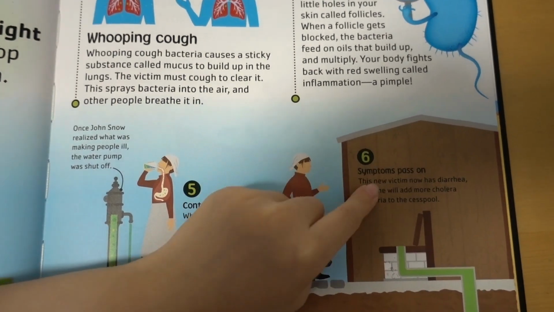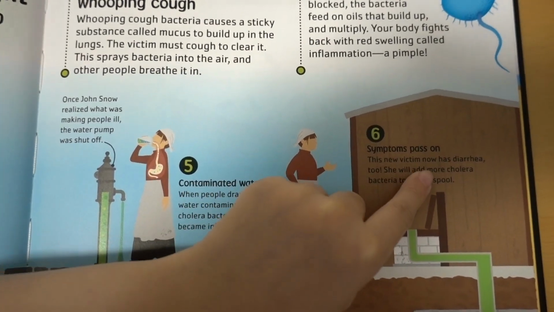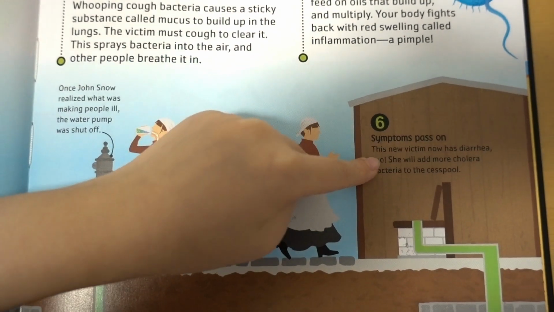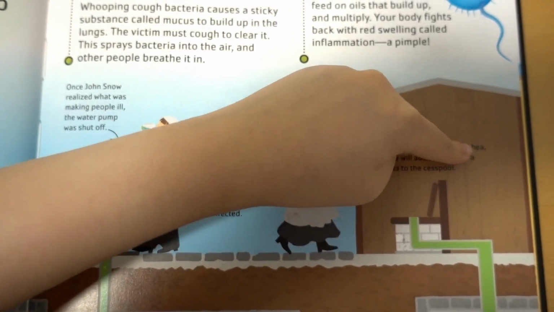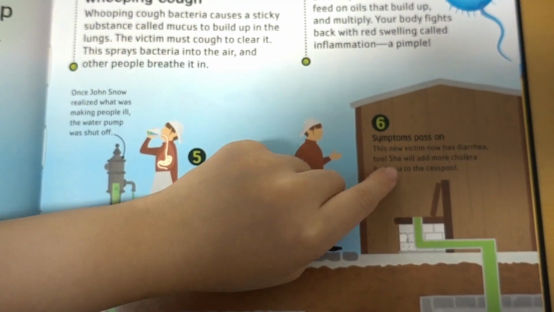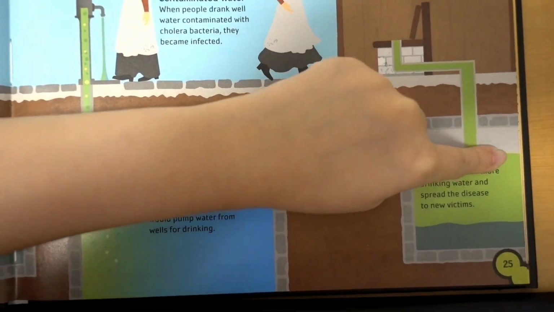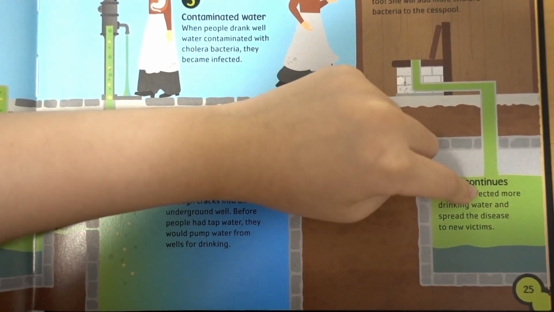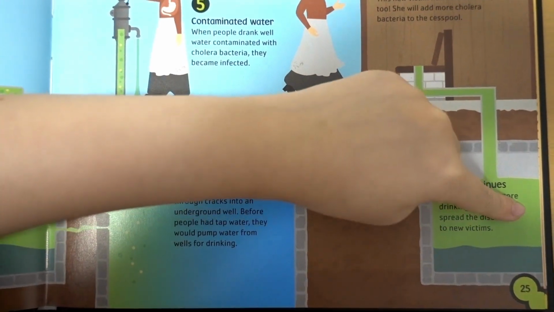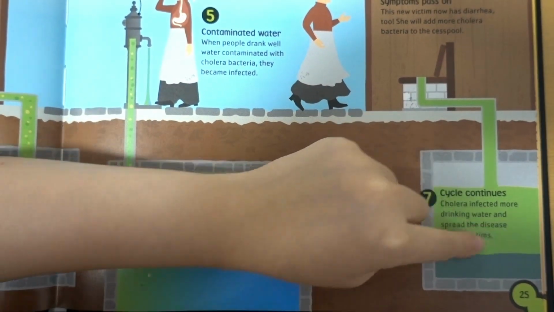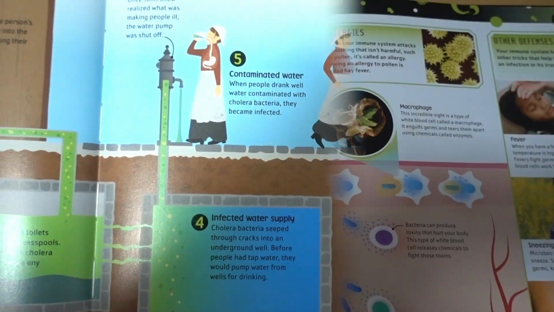Symptoms pass on. This new victim now has diarrhea too. She will add more cholera bacteria to the cesspool. Cycle continues. Cholera infected more drinking water and spread the disease to new victims.